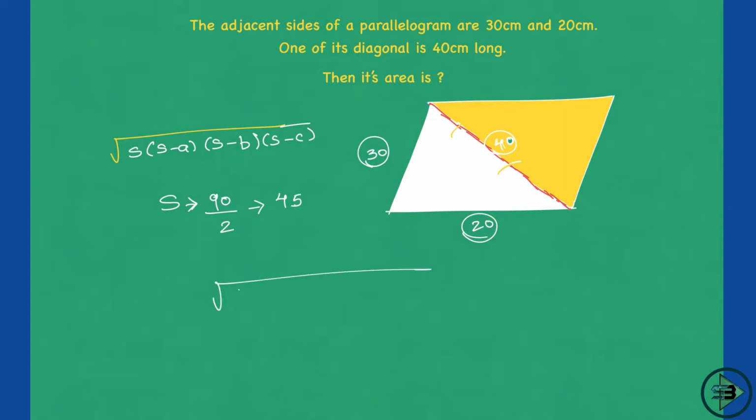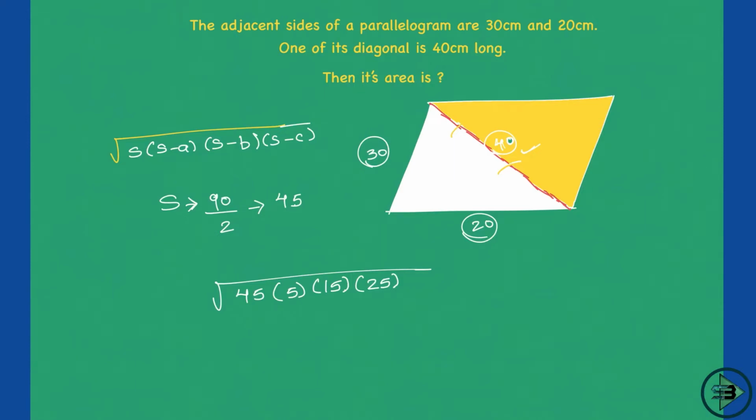Square root of 45 into what? 45 minus 40 will be 5. This 45 minus 30 will be equal to 15, and 45 minus 20 will be equal to 25. Then, correct, this will be equal to what? 45 minus 30 is 15, and this is 5. Correct. All looks good now.